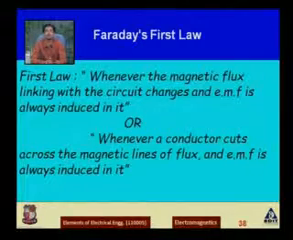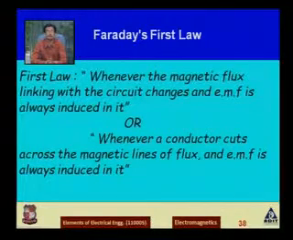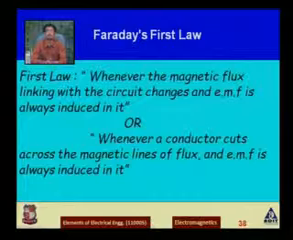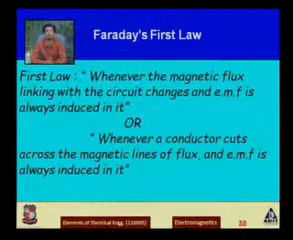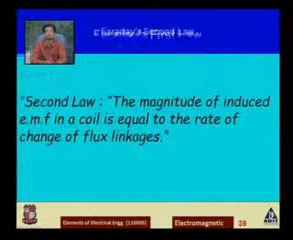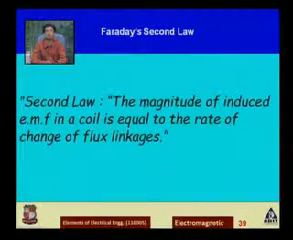Or in another word, we can say that whenever a conductor cuts across the magnetic lines of flux, an EMF is always induced in it. This is the very basic law of electromagnetics. The second law states that the magnitude of the induced EMF in a coil is equal to the rate of change of the flux linkage.